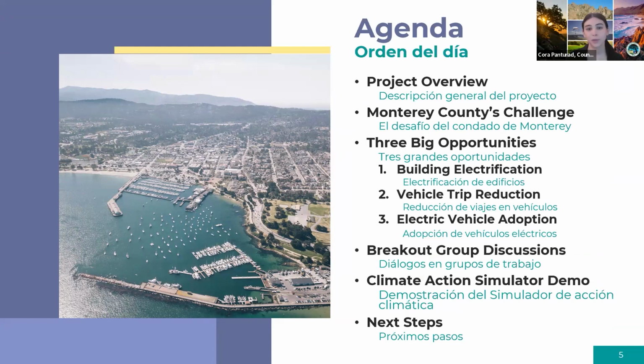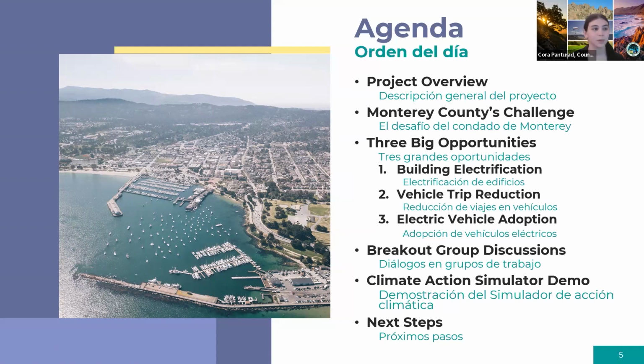Just to give a brief overview of our agenda for this meeting, we will have an overview of the projects before getting into Monterey County's climate challenge and discussing the 3 big opportunities that we see for mitigation that we would like to get some feedback on and discuss with you as a group. We will have an opportunity for questions at the end of that section. So I ask that you bear with us for now, and I'm going to be explaining a lot of things on these slides, and we will hold off on questions until then.